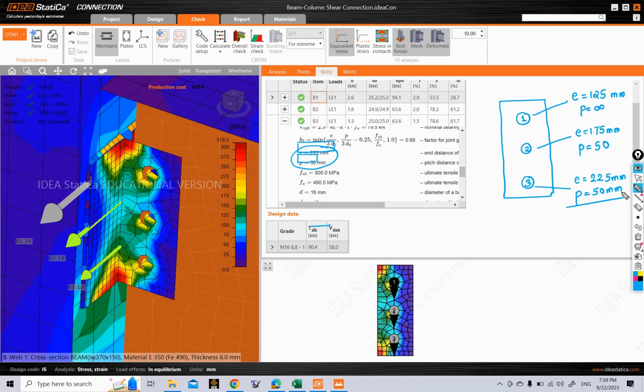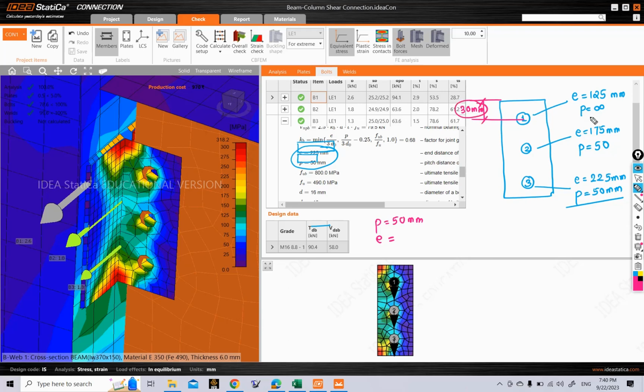So in our manual calculation, what would we have done? We would have taken pitch equal to 50 mm for all bolts. And what end distance would we have taken? The end distance would be taken as this distance here, from the center line of our bolt to the edge of our cleat plate, which I think we have taken as 30 mm.